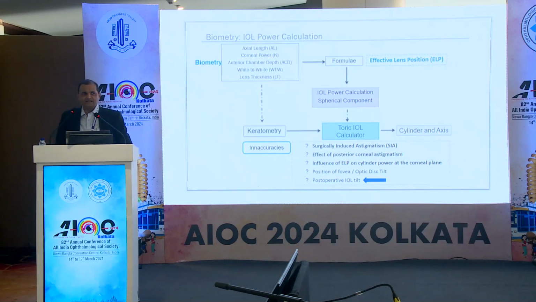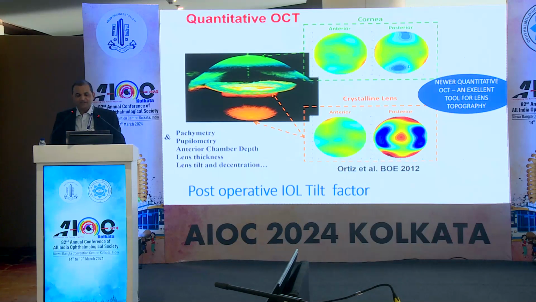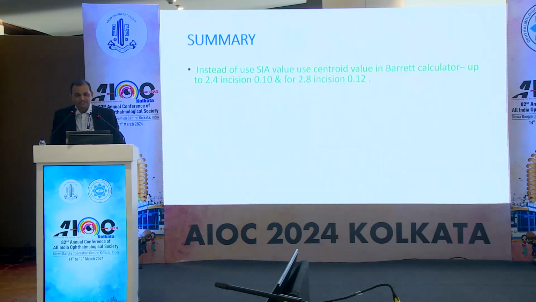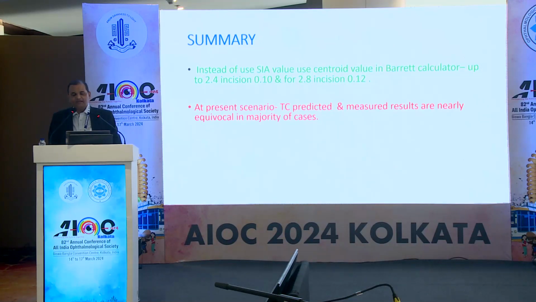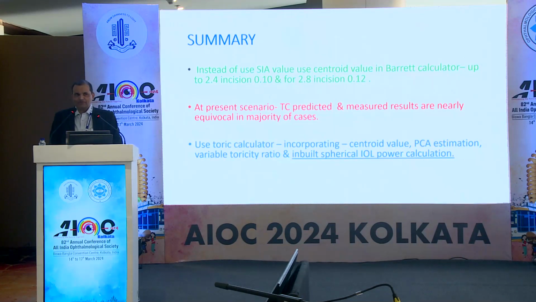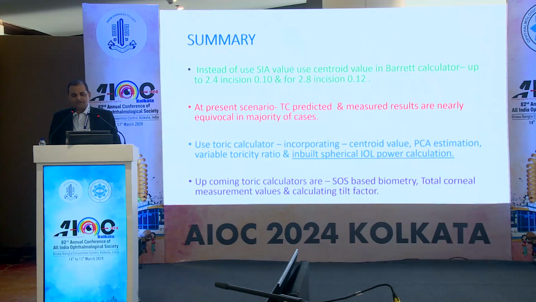Lastly, and least understood, is the IOL tilt factor, which is coming up in the near future. So, in summary, instead of SIA value, use the centered value in the toric calculators. Total corneal power, either predicted or measured, is at present equivocal for all cases. Use the toric calculator which incorporates centered value, PCA estimation, variable toricity ratio, and inbuilt spherical IOL power calculation. Upcoming toric calculators are SOS-based biometry and total corneal measurement values. And nowadays, calculators are coming up with the tilt factor. The Panacea came with the tilt factor consideration recently. Thanks for your attention.